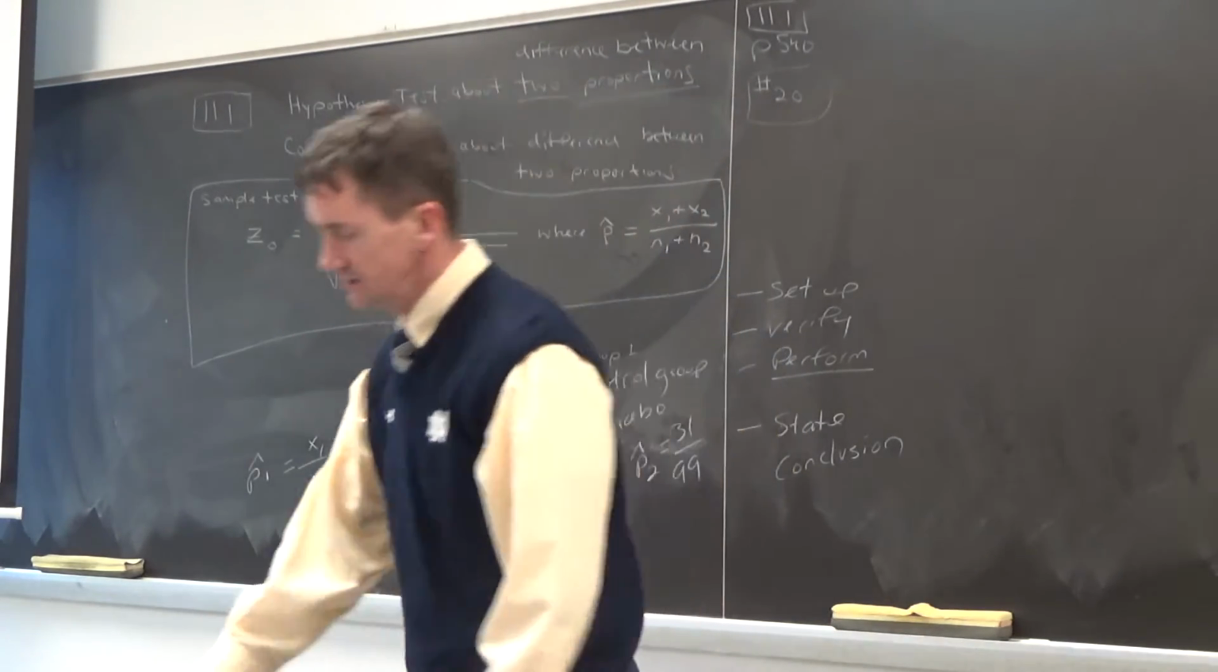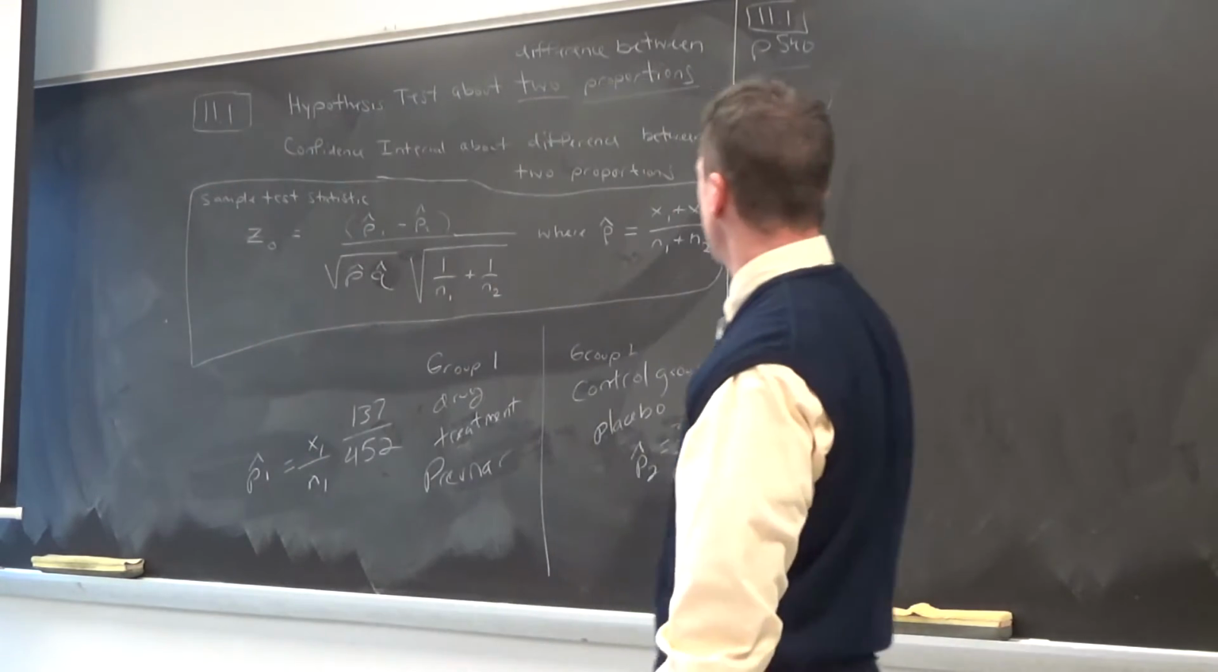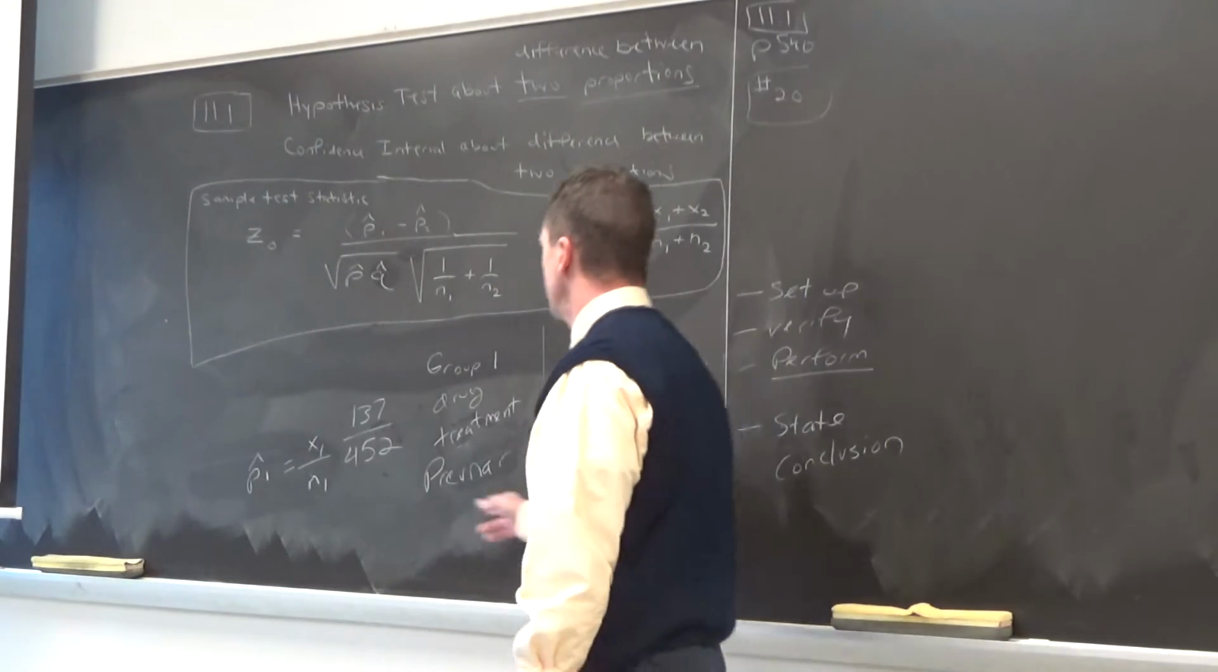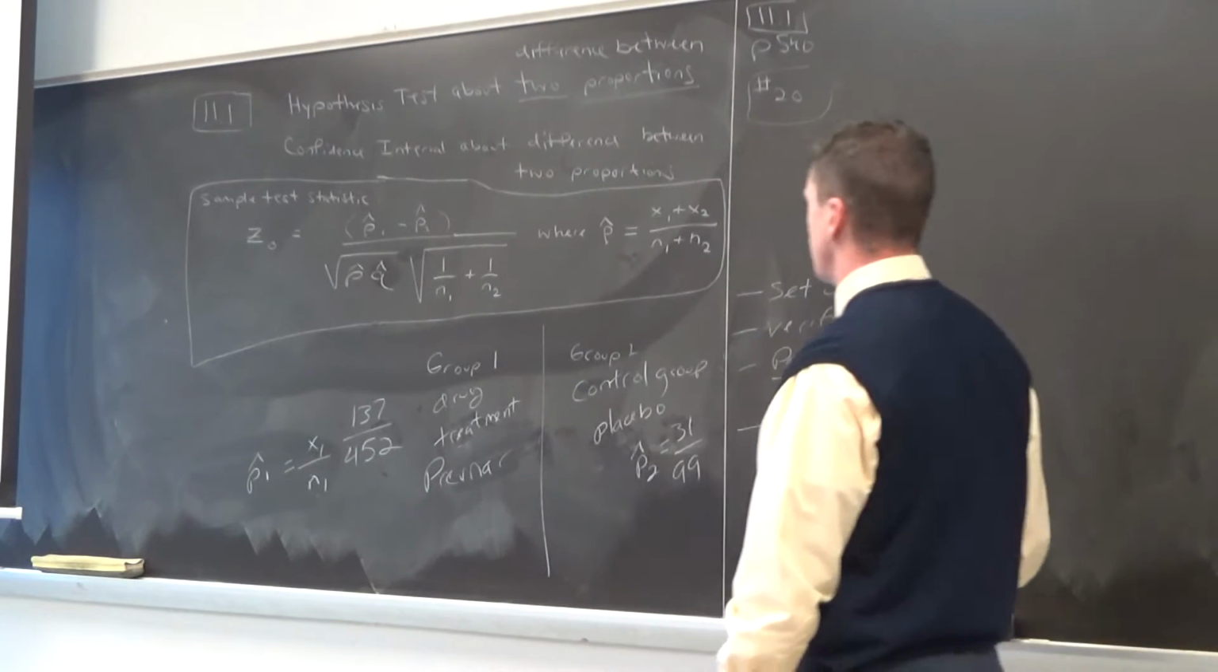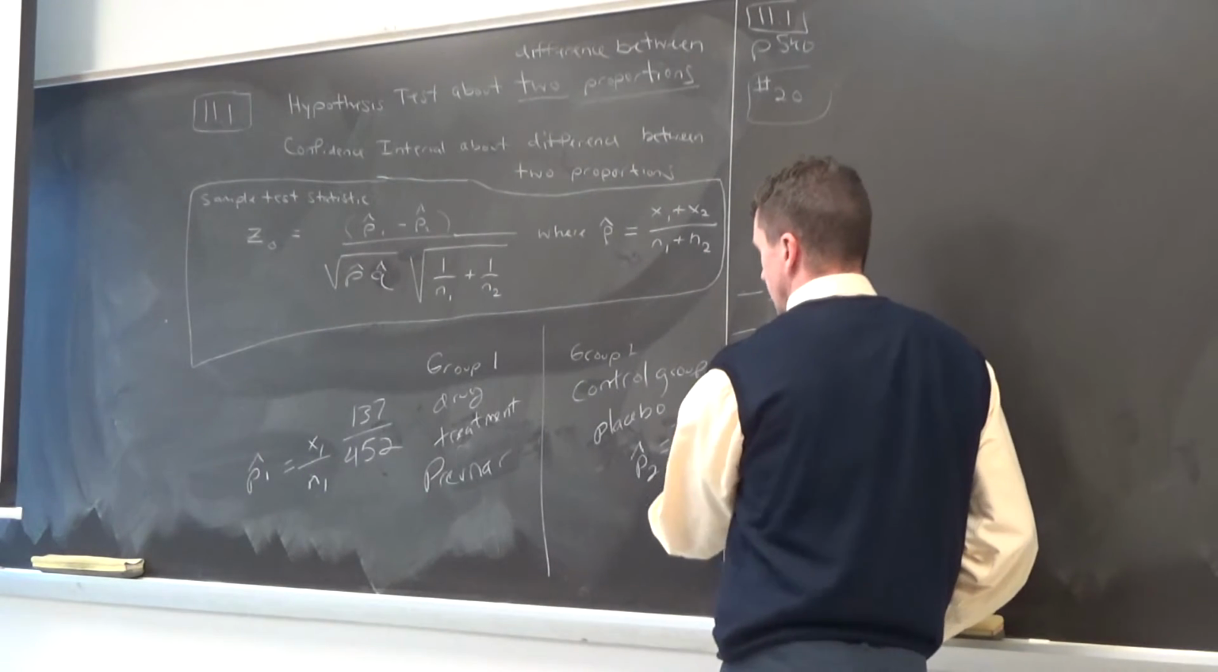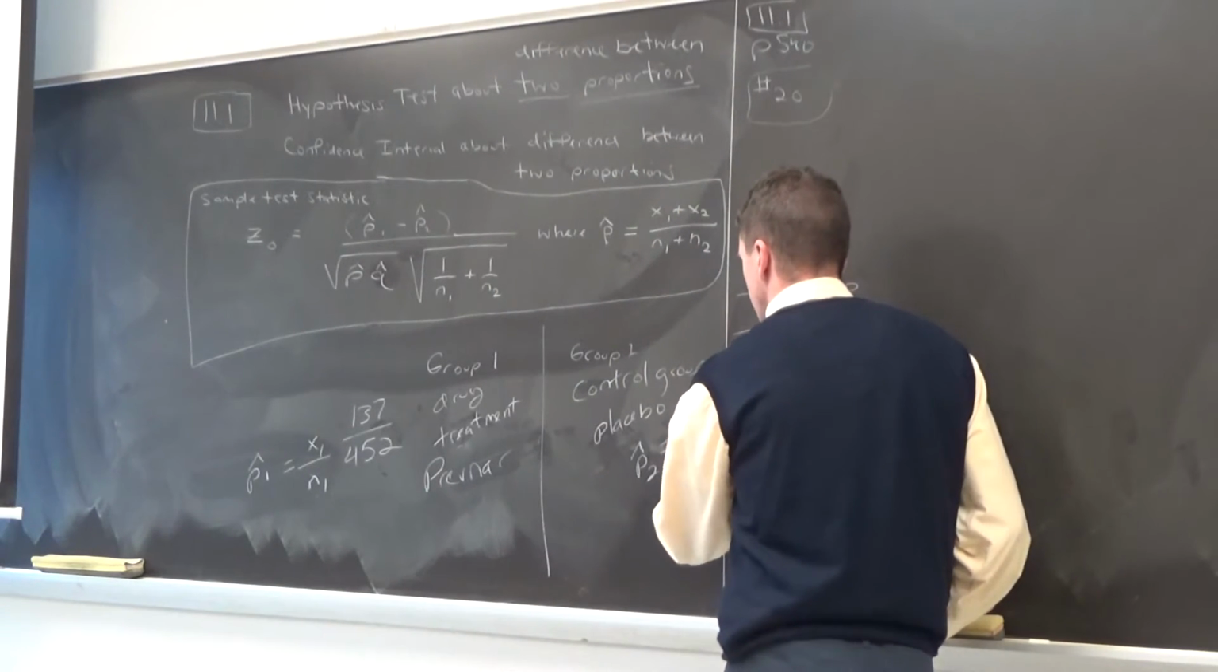But this was really done, so you're probably sitting there going, 99? This is 452 in terms of the sample size. That's X sub 2, that's N sub 2. X sub 2, N sub 2.